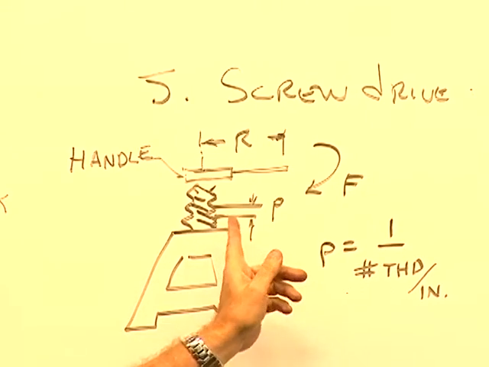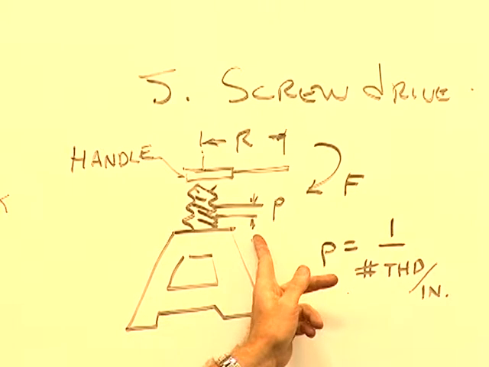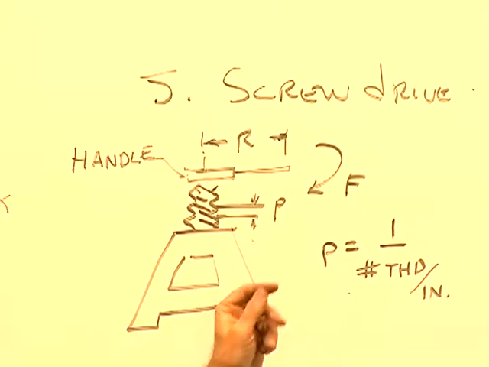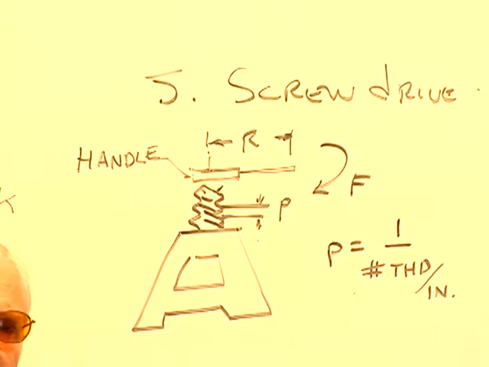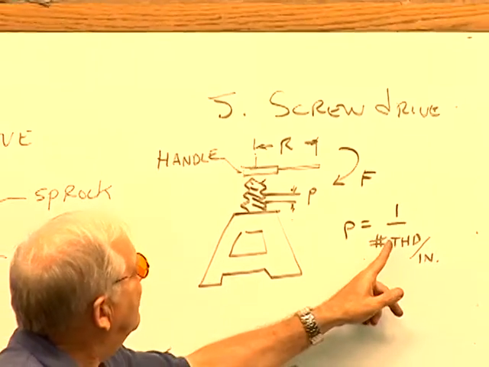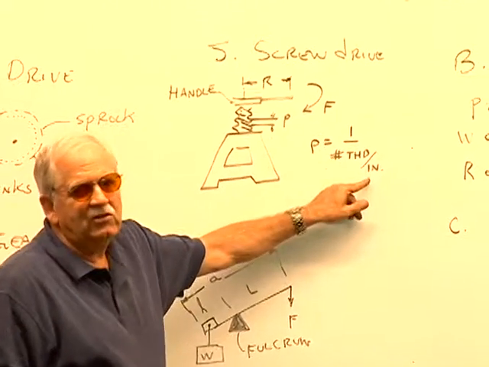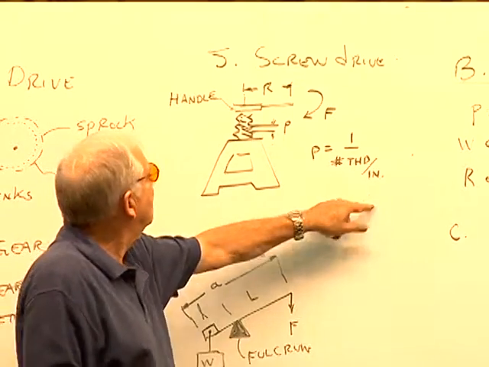For one, the screw thread itself has a factor called P, which is called the pitch of the thread. In other words, it's the distance between each thread. So that pitch can be determined by using this little formula here, the inverse, or 1 over the number of threads per inch, and that'll tell you what the pitch is.